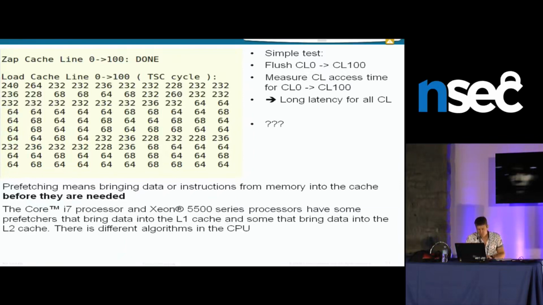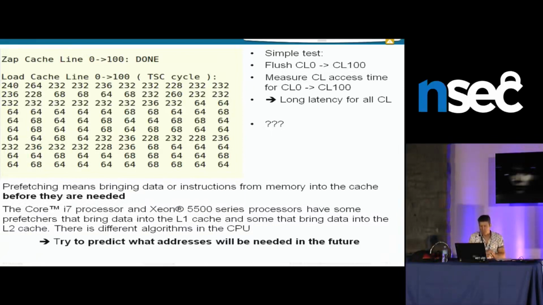The system I was using had some fancy algorithm for L1 and L2. They are different, but at the end of the day, prefetching means those algorithms are trying to predict in advance what address will be needed in the future. So for the stale operations, the processor just fetches those addresses so that it speeds up the execution, hopefully, if the algorithm is good.